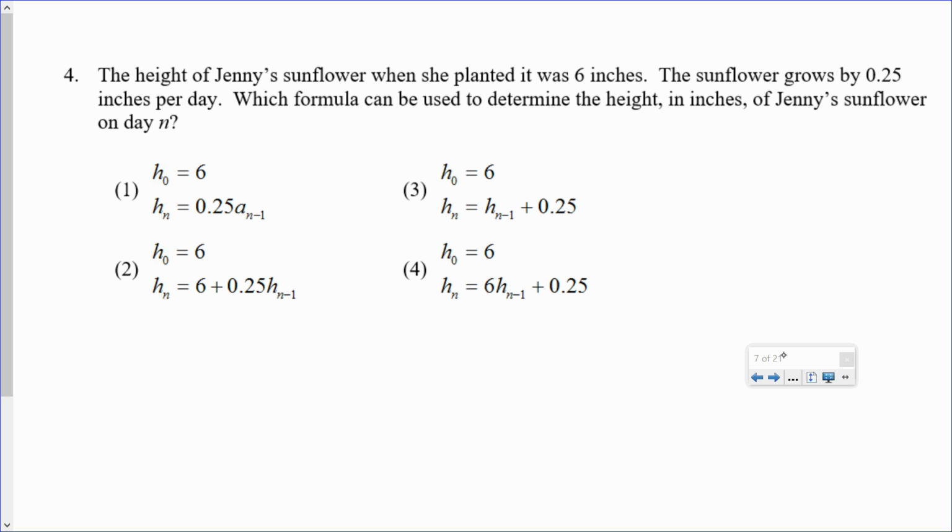The height of Jenny's sunflower when she planted it was 6 inches. The sunflower grows by 0.25 inches per day. Which formula can be used to determine the height in inches? As you can see, these are all recursive formulas. Now, when you're writing a recursive formula for a string of numbers, we always start with A1. In a real-life situation, you could have A0. If no time has passed and it represents time, then you can have H0. These are all H0 because when she planted it, no time has passed. That's why it's H0. So it's growing by 0.25 inches per day.